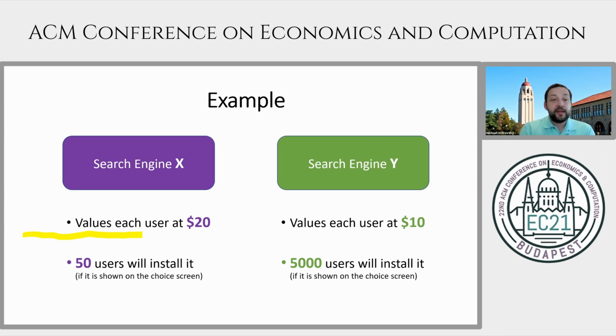Okay. However, because search engine X is greedy, very few users would install it if it was shown on the choice screen. Only 50 users would actually install it. Whereas search engine Y, because they're more user-friendly, don't try to monetize as aggressively, a lot more users would install them. Let's say 5,000 users would install them if they were shown. And by the way, if you think that these orders of magnitude differences are too dramatic, you will see that they're not. It's actually the kinds of differences we may see.